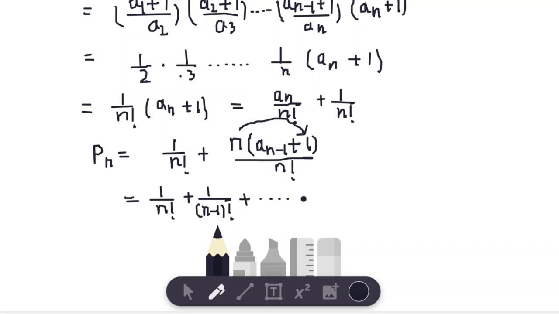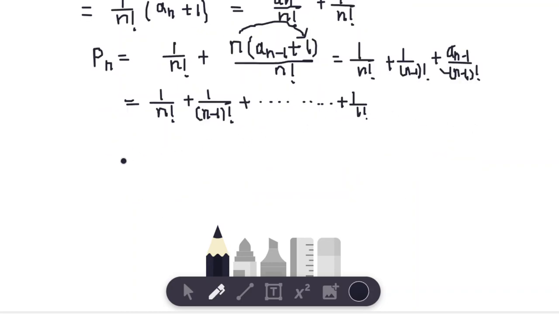Similarly, if I keep on going, the second term will become how much? 1 by this plus 1 by n minus 1 factorial plus an minus 1 divided by n minus 1 factorial. Again, can I substitute over here? It will keep on going till 1 by this. So now, this is n tends to infinity, Pn, so I'll put a limit over here.